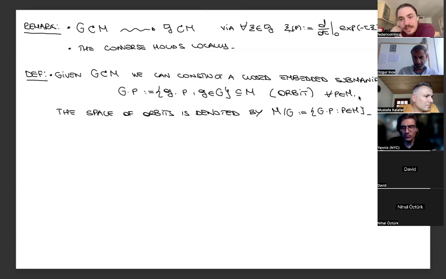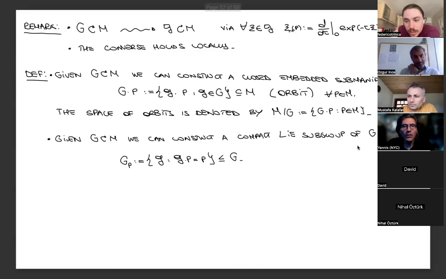What matters is that this is more of a proposition than a definition, but given a Lie group action on M, we can construct a closed embedded manifold, which is the orbit. So the orbit of a compact Lie group is an embedded manifold, and the orbit space is going to be denoted by M over G. And this is just the space of orbits of my group action.